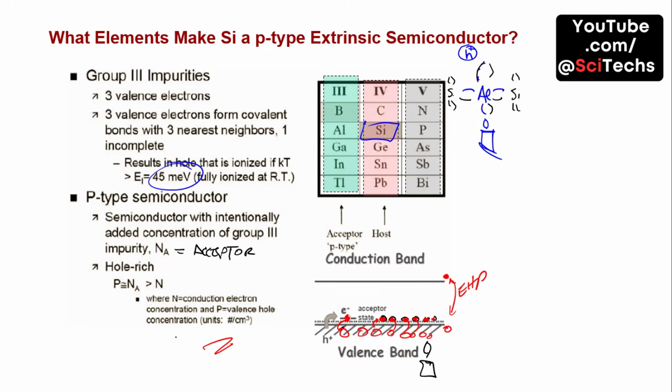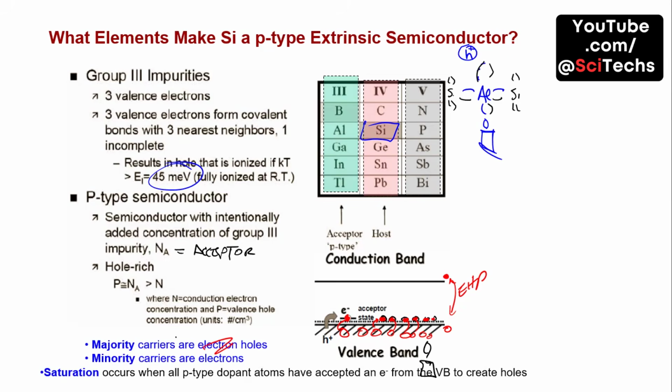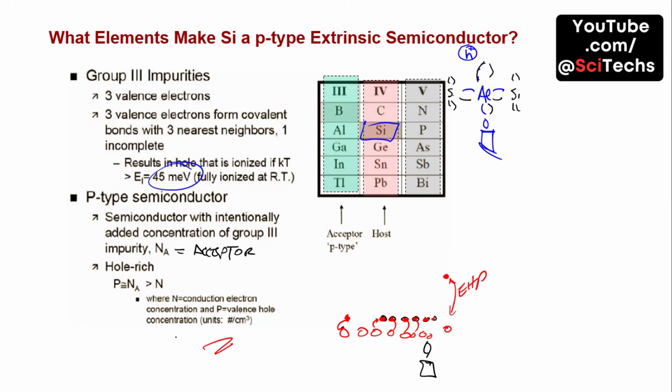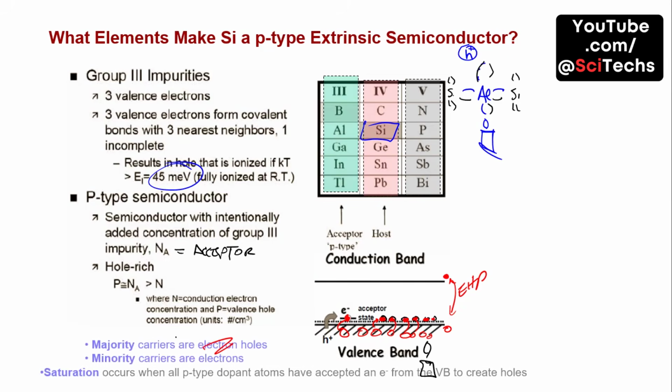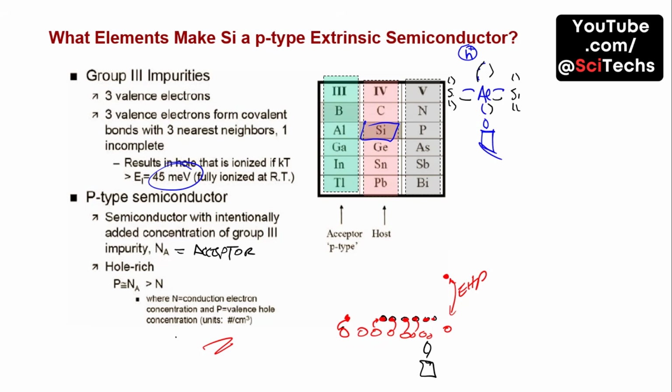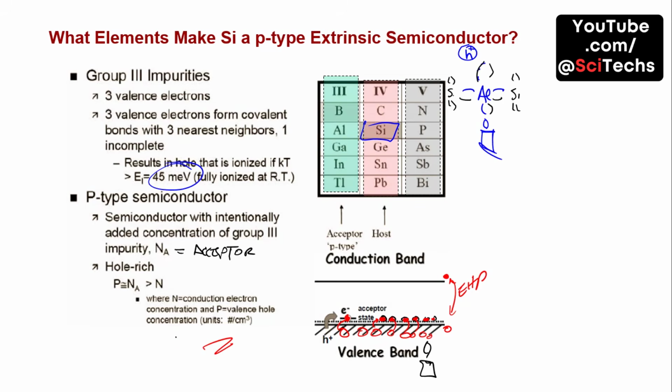P-type semiconductors are formed by doping silicon with group 3 elements, which create holes by accepting electrons. These holes act as the majority carriers, enhancing conductivity by moving through the valence band.